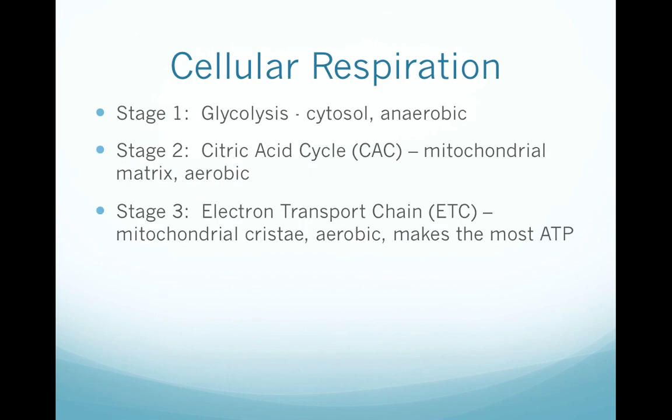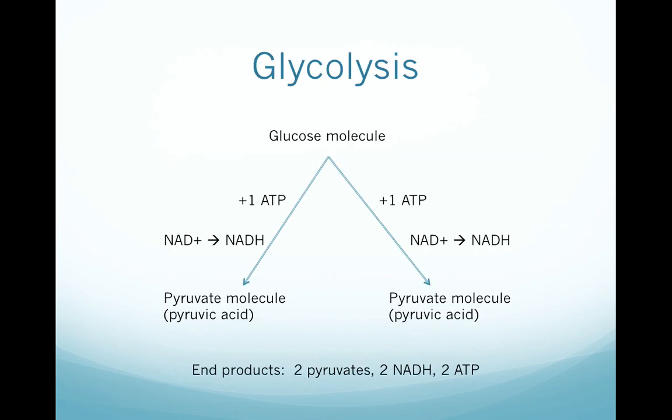Cellular respiration is divided into 3 stages. Stage 1 is glycolysis, and it takes place in the cytosol and does not require oxygen. Stage 2 is the citric acid cycle. It takes place in the mitochondrial matrix and does require oxygen. Stage 3 is the electron transport chain, and it takes place on the mitochondrial cristae. It also requires oxygen. This is the money step, the one that makes the most ATP out of the 3.